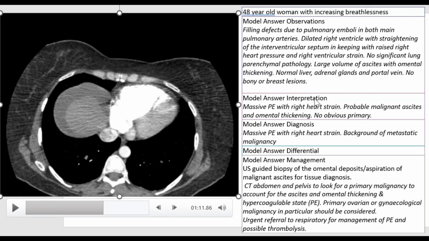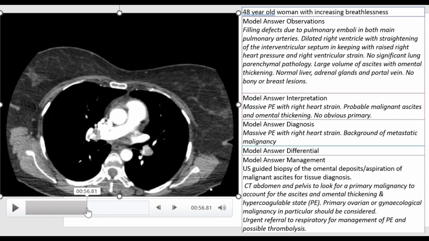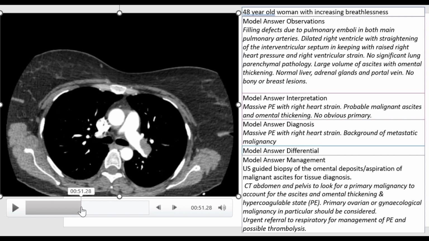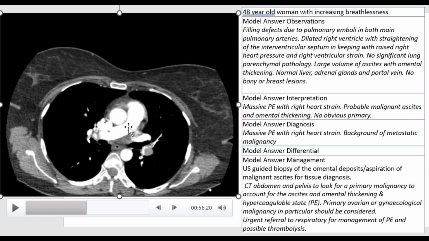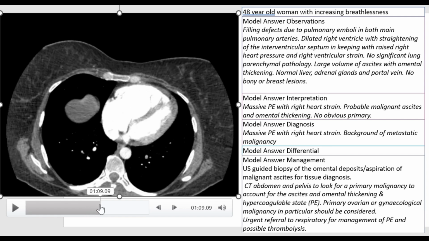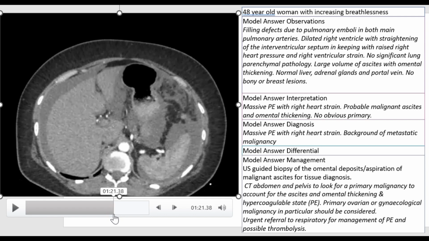The interpretation here, this patient has massive pulmonary embolism that caused pulmonary hypertension and right ventricular strain. This is associated with omental thickening and massive ascites.